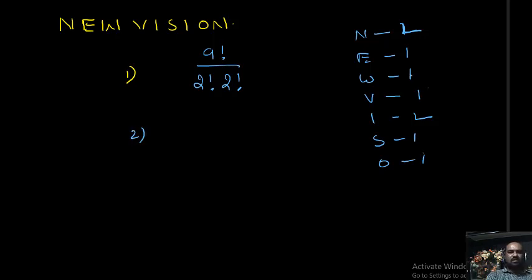Okay, our second question is, how many 9-letter words can we create so that they start with a vowel? First of all we want to identify the vowels here. So A E I O U: E, I, O. 4 vowels are there, among the 4, 2 are alike. Now I want to find the answer for this.